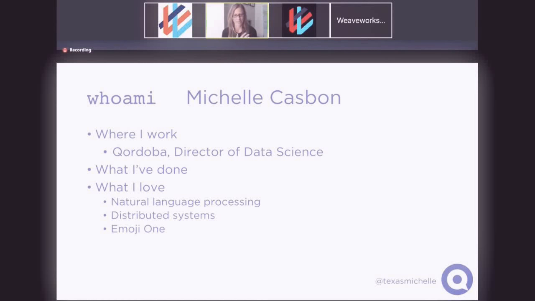Distributed systems was a natural follow-on to that, because you can do a lot more with NLP, the more machines that you have. That's how I got interested in Weaveworks, and how I started working with Kubernetes and containers in order to enable better NLP. And something that I've really come to appreciate is emoji, so you'll see a lot of it in these slides. My favorite subset is emoji one, so hope you enjoy.